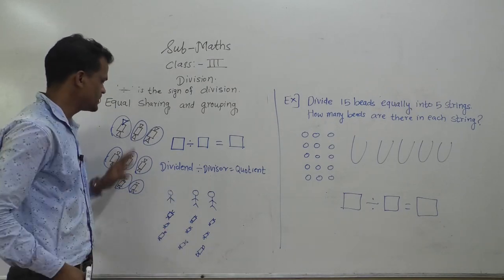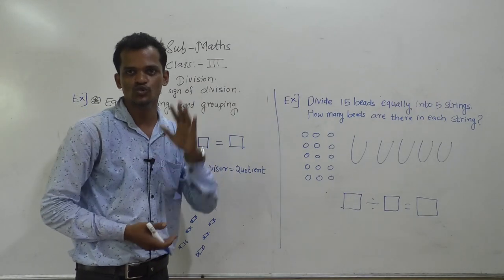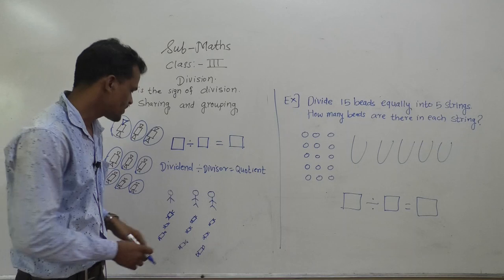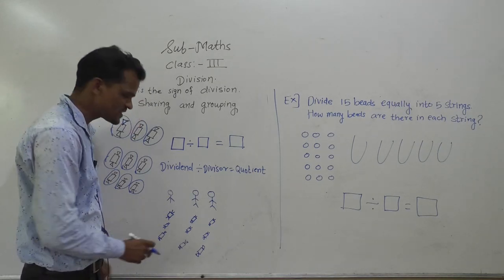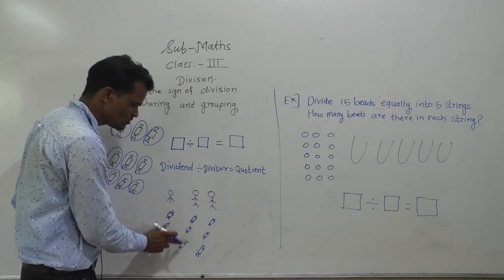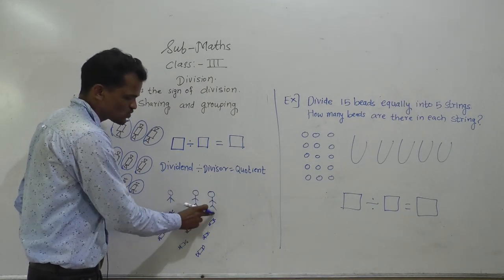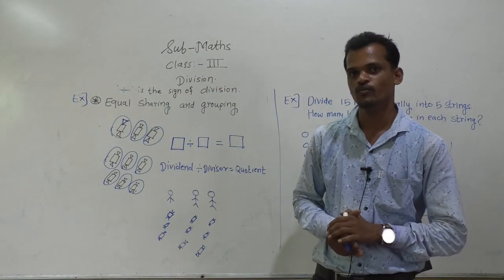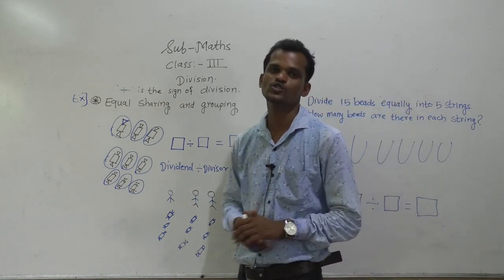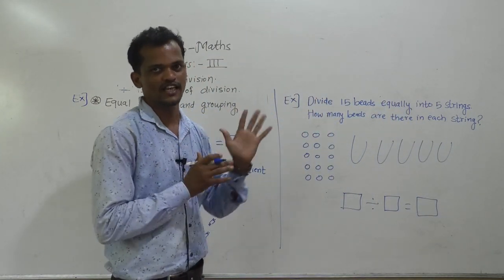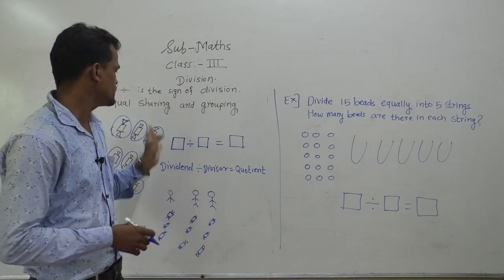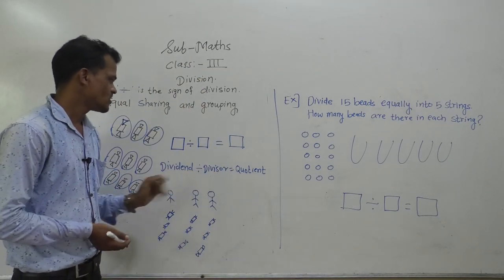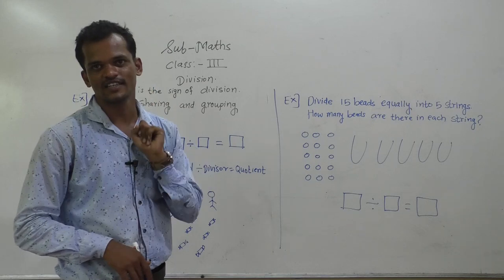We have distributed these 9 chocolates among 3 students, and now we will see how many chocolates each student gets. The first student gets 1, 2, 3 chocolates, the second student gets 1, 2, 3 chocolates, and the third student gets 1, 2, 3 chocolates. So you can observe each student gets an equal number of chocolates. This is equal sharing. The total is 9 chocolates, we distributed them between 3 students, and each student gets 3 chocolates.